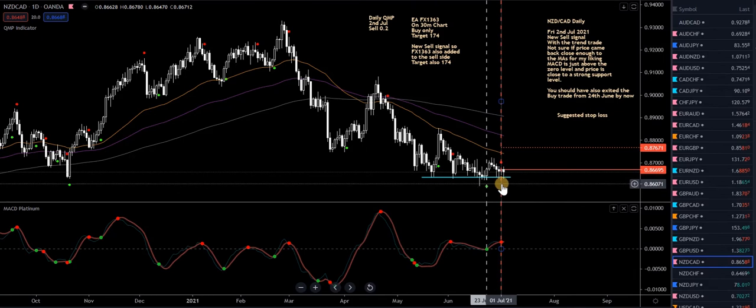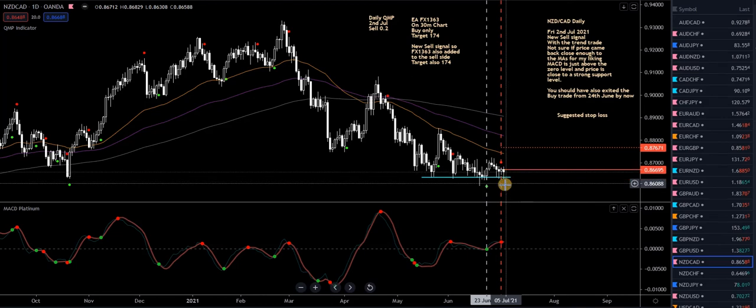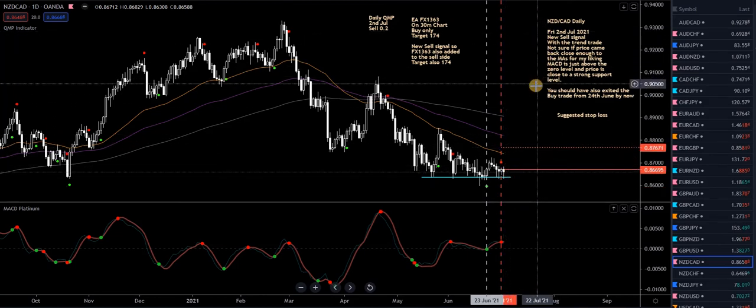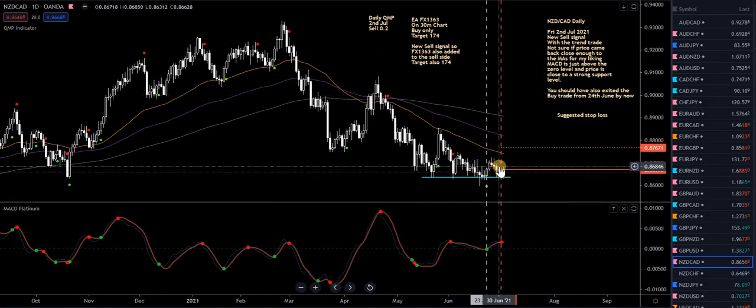In a sell back here on Thursday. My concern was this level here. Hasn't broken it. Going nowhere fast. Suggested stop there. Again, read the notes there. MACD Platinum's just above the 0 level. Not a great setup, but it was worth a shot.